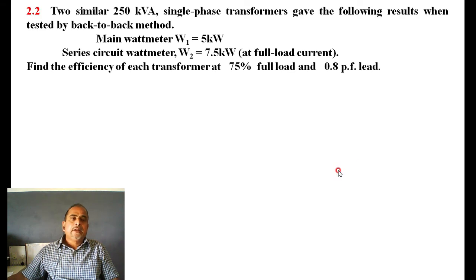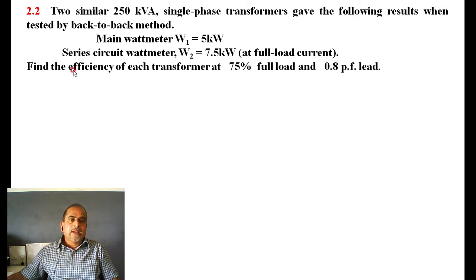The statement is: two similar 250 kVA single phase transformers give the following results when tested by the back-to-back method. Main wattmeter, that is the supply side, reads 5 kilowatt. Series circuit wattmeter, that is on the secondary side, reads 7.5 kilowatt, corresponding to full load current. Find the efficiency of each transformer at 75% of full load and 0.8 power factor lead.